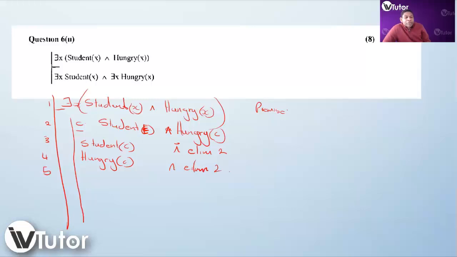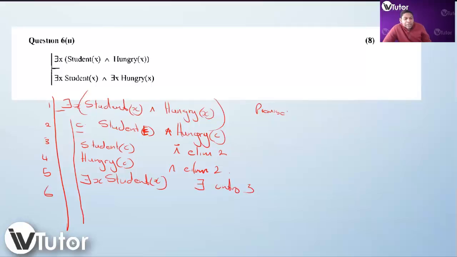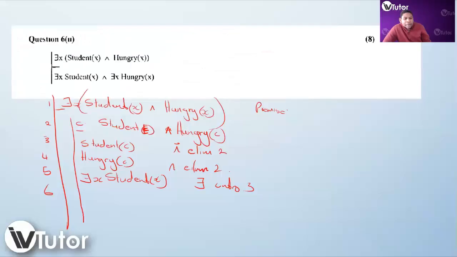Then number 5, I'm going to have some hungry students because I've got student C. So I'm going to have some student X, using existential intro on number 3. Number 6, I also have some hungry X, which is existential intro on number 4. Then number 7, I'm just going to have the conjunction of these two.